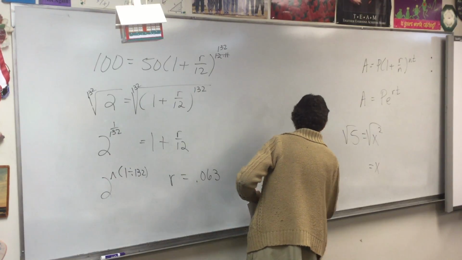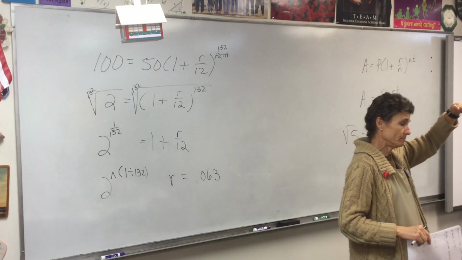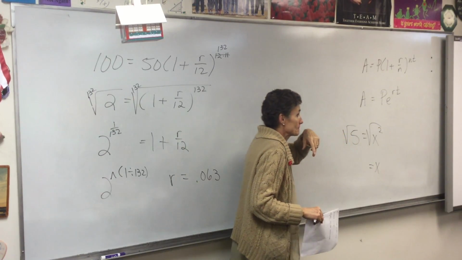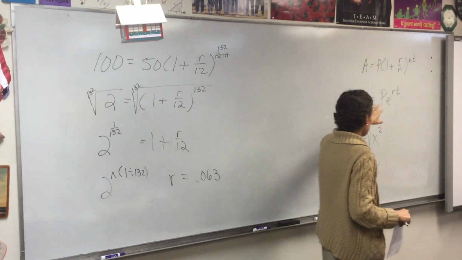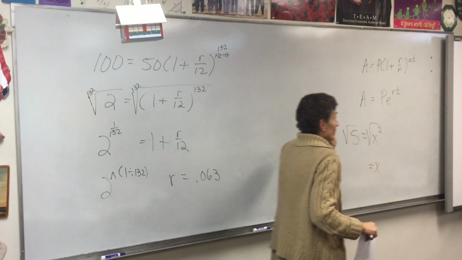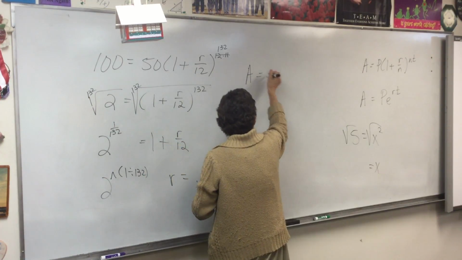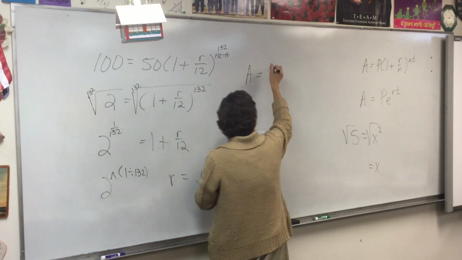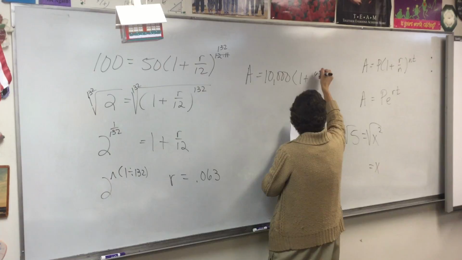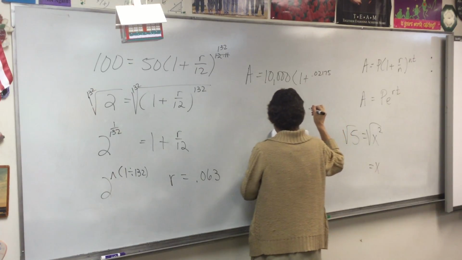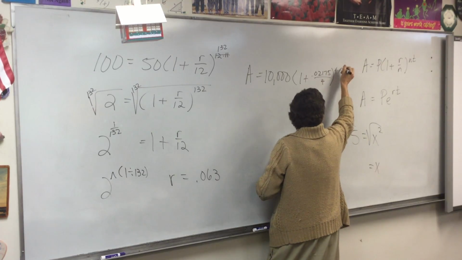I still need the first formula. What's the key? Compounded quarterly. If it were continuously, I'd be using this formula. But it says quarterly, so that's the top one. So how much will be in the account if I start with $10,000 at 0.02175 compounded quarterly for 12 years?